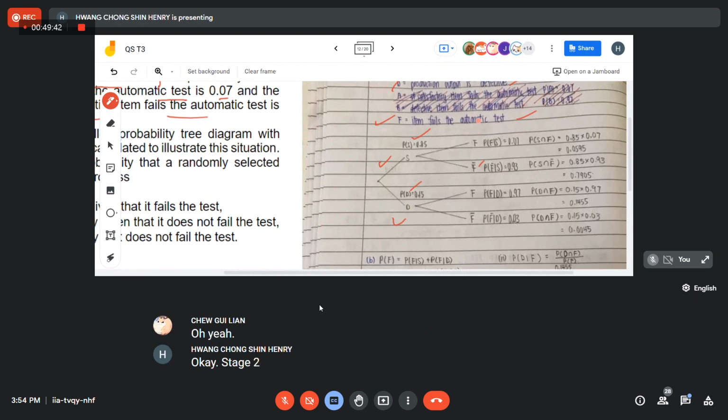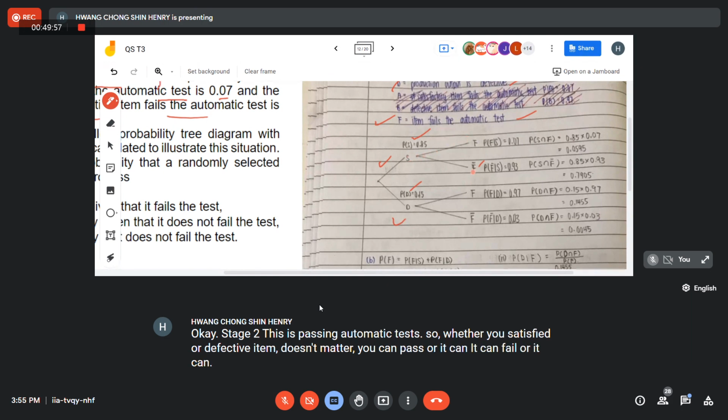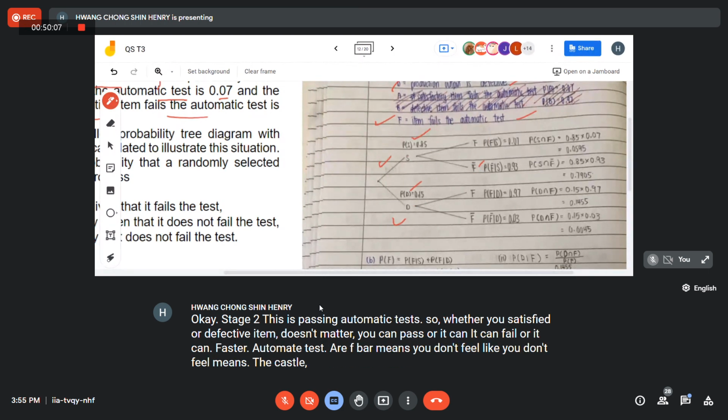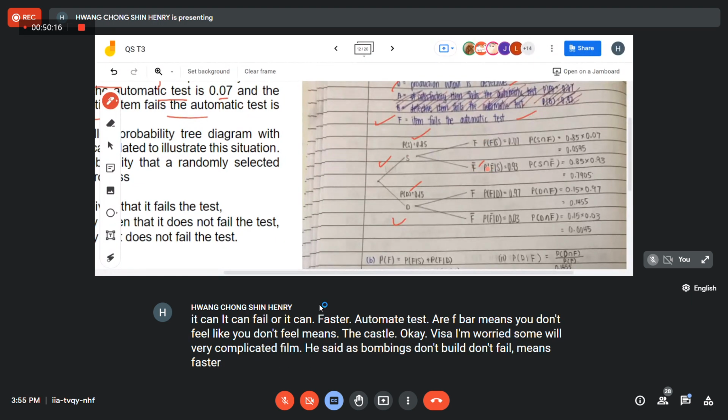Stage 2. This is passing the automatic test. So whether you are a satisfactory or defective item doesn't matter. It can fail, or it can pass the automatic test. Don't confuse. F bar means you don't fail. You don't fail means you pass. Okay, don't confuse. I'm worried some of you are very confused already. F bar means don't fail. Don't fail means pass. Everybody okay?